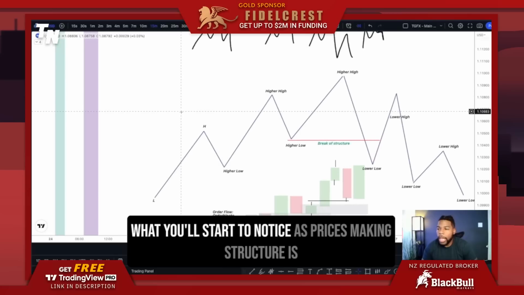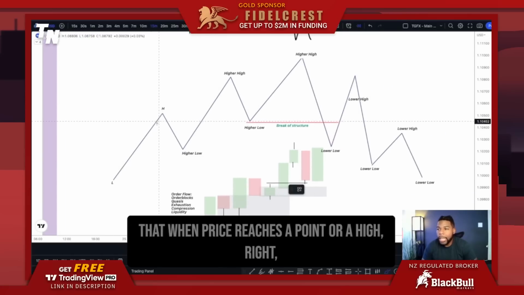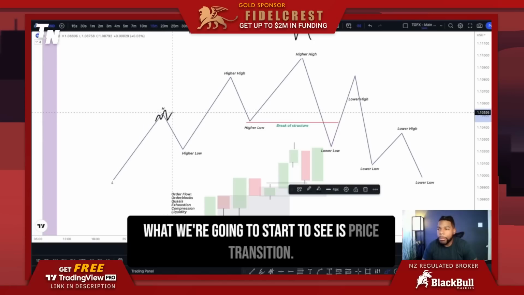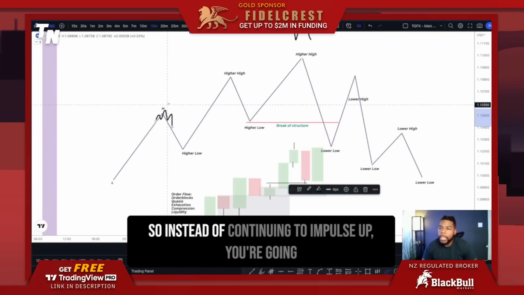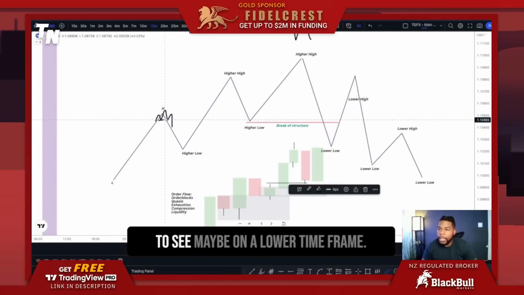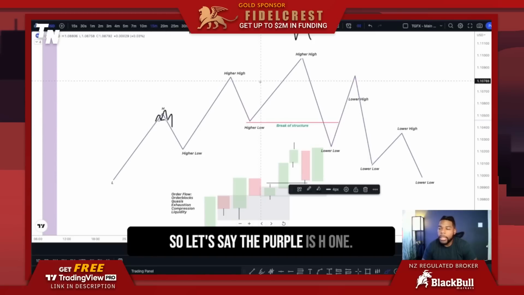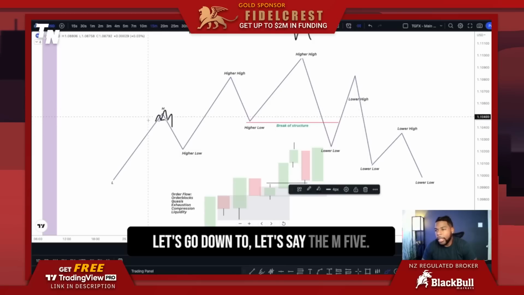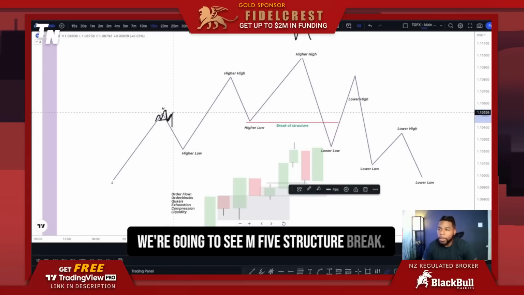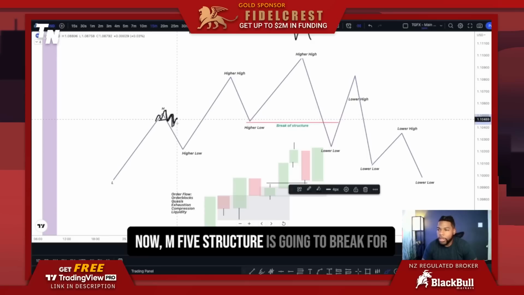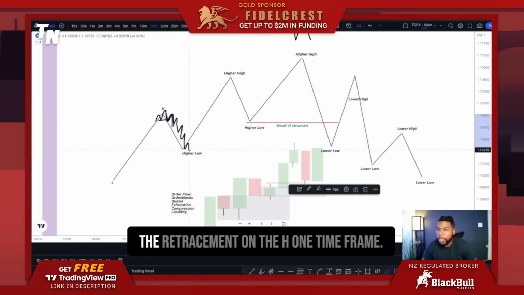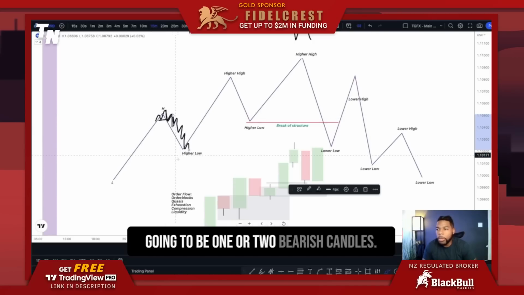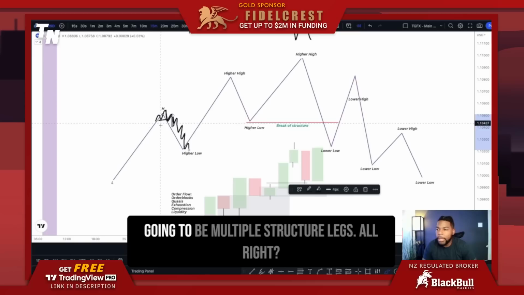What you'll start to notice as price is making structure is that when price reaches a point or a high, we're going to start to see price transition. So instead of continuing to impulse up, you're going to see, maybe on a lower time frame, let's say the purple is H1, let's go down to the M5, we're going to see M5 structure break, okay? Now, M5 structure is going to break for the retracement on the H1 time frame. So on the H1, this is probably just going to be 1 or 2 bearish candles, but on the M5, it's going to be multiple structure legs, all right?